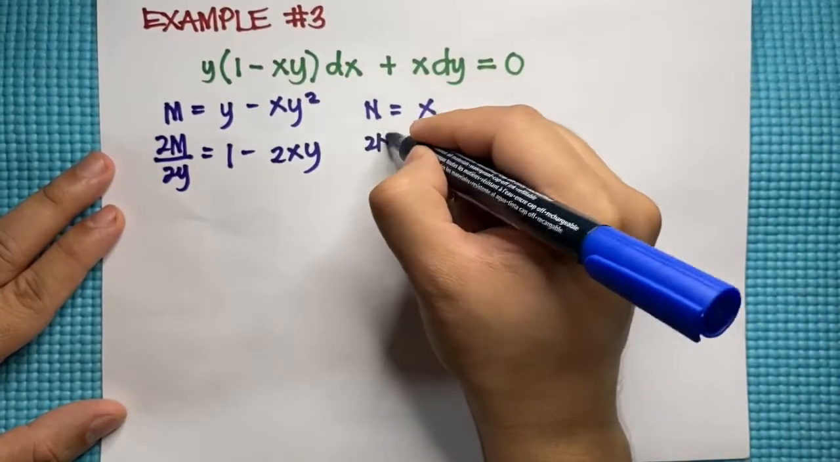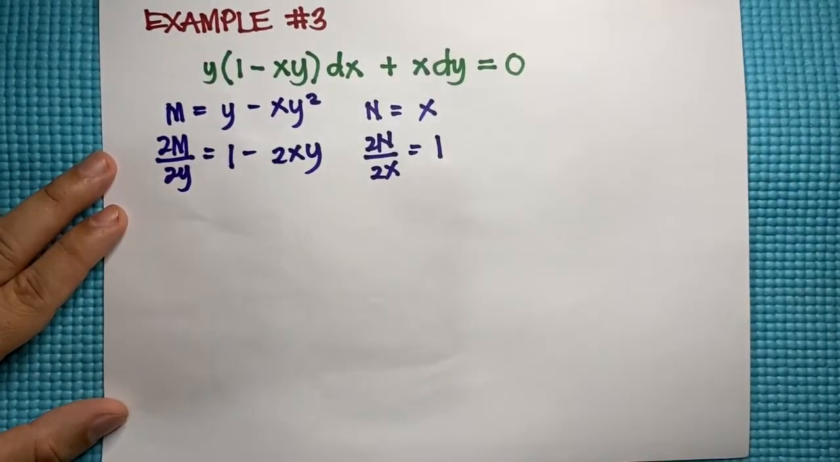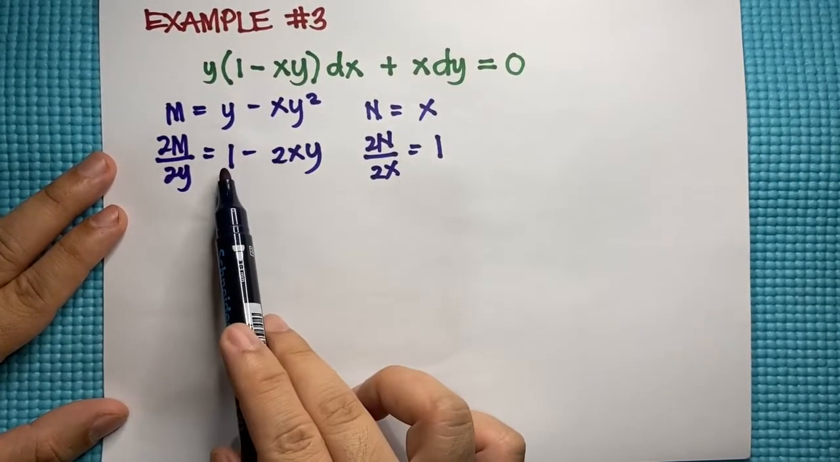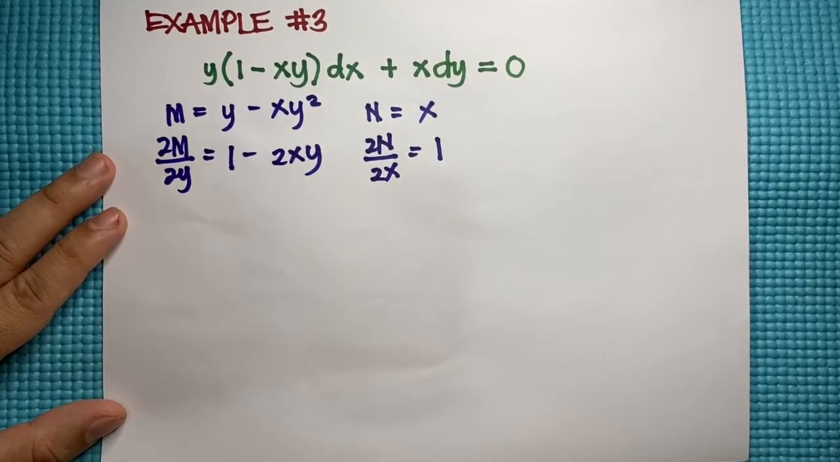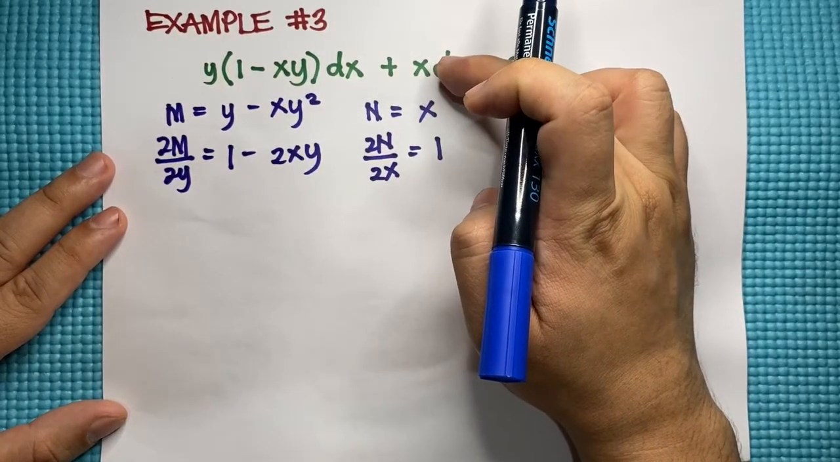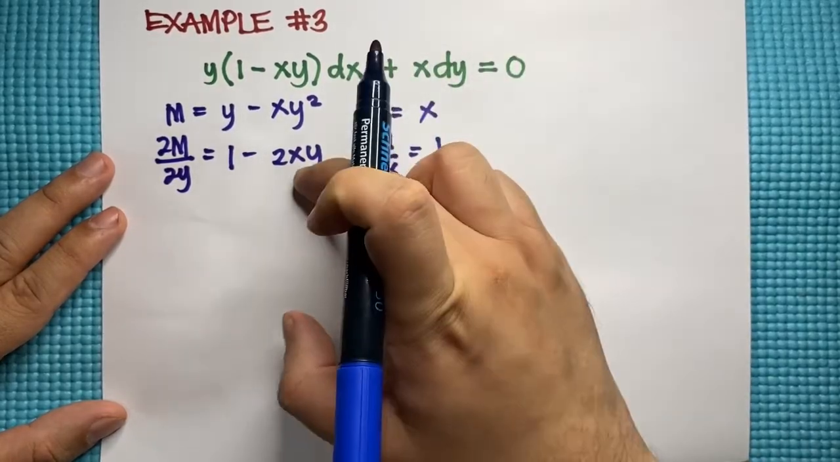And then our n with respect to x, that is equivalent to 1. If I subtract the 2, the 1 would cancel out, leaving me negative 2xy. The simpler one to divide here would be the n. Dividing negative 2xy by x leaves me negative 2y.